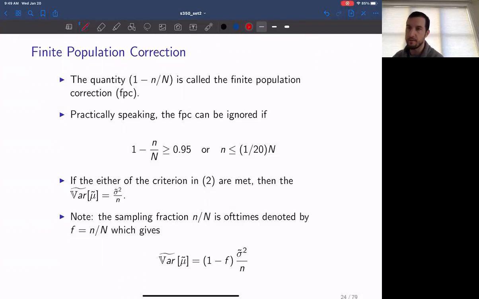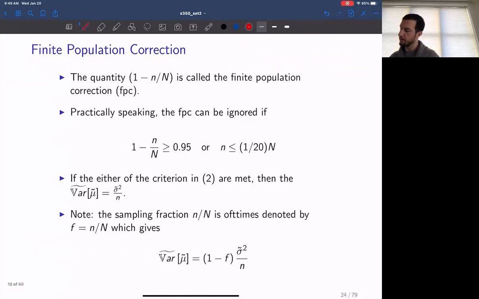I mean, this is the same rule. So basically the idea is we ignore the FPC whenever 1 minus little n over capital N is greater than or equal to 0.95. So when we're working through our problems, we'll check to see if we exceed that ratio, and if we do, then we can ignore the FPC.